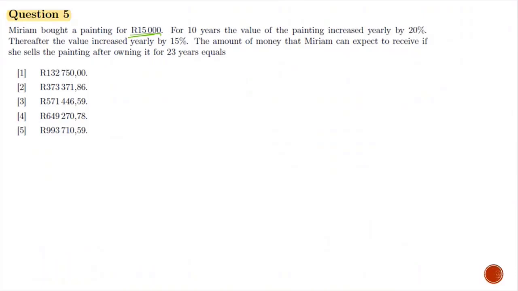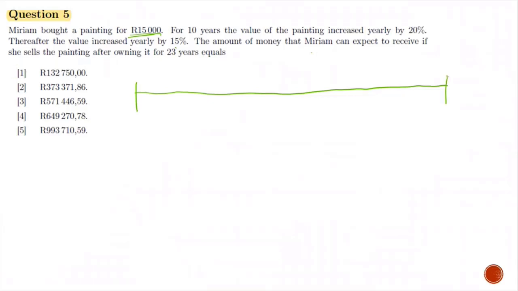Thereafter, the value increased by 15%. So now the interest rate has increased twice in this situation. The amount of money that Miriam can expect to receive if she sells the painting after owning it for 23 years. Here we are looking for a future value. The only way you can follow the story is to write your timeline. That's the only way, otherwise you will never make it. So let's write the story in the timeline.